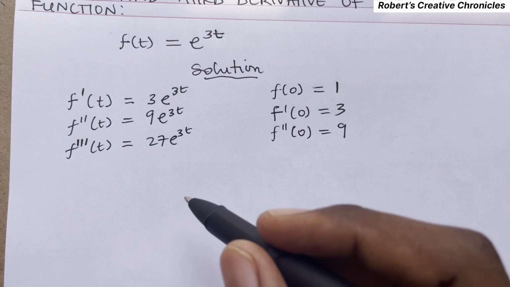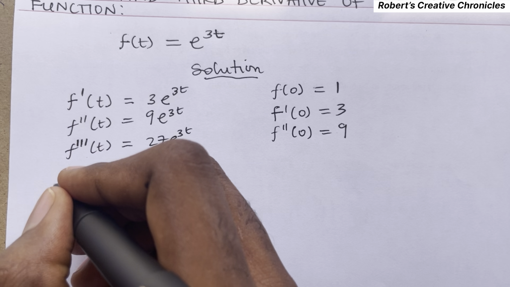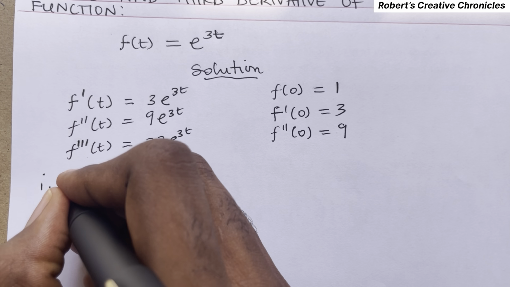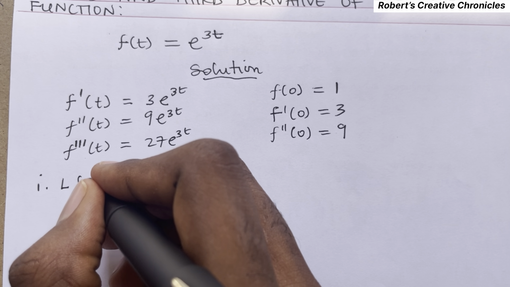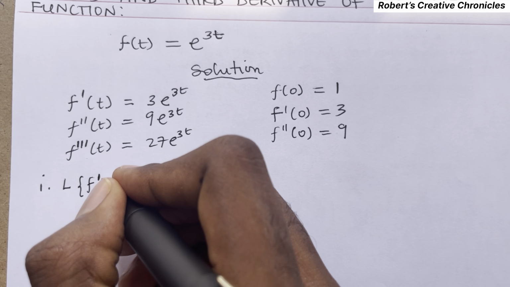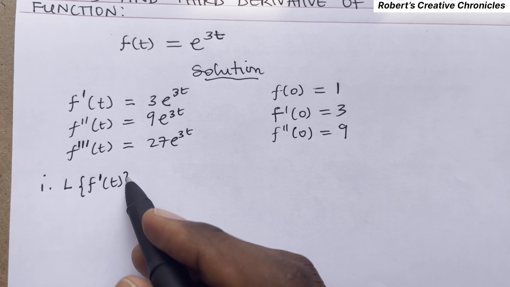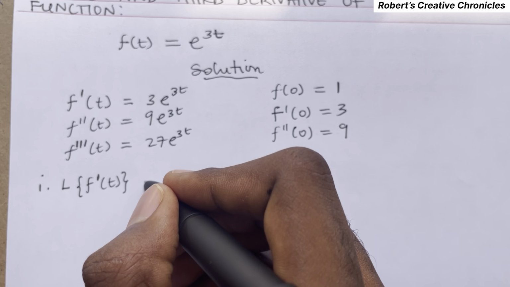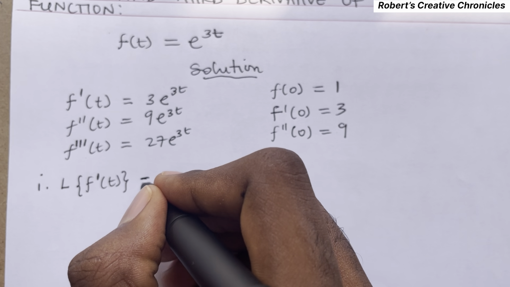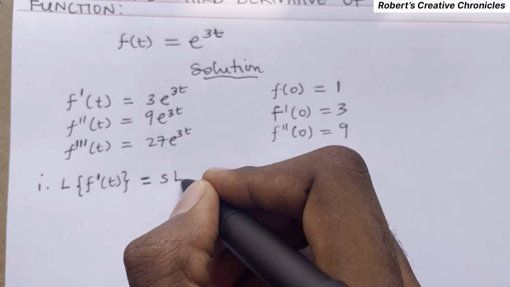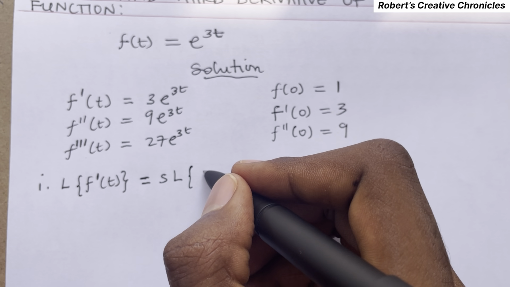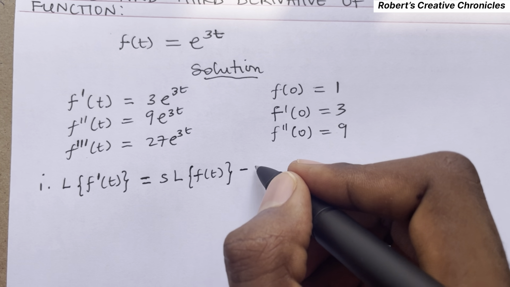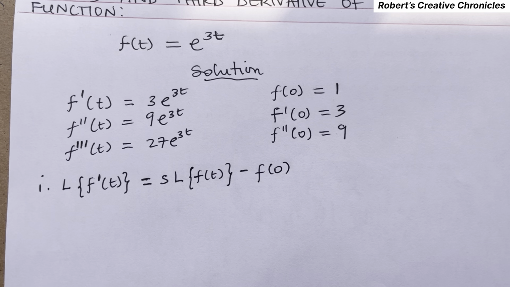Now, to find the Laplace transform of the first derivative, let me use L to represent that. So now, the Laplace transform of the first derivative. The formula for the Laplace transform of the first derivative is given by s times the Laplace transform of f(t), minus f(0).